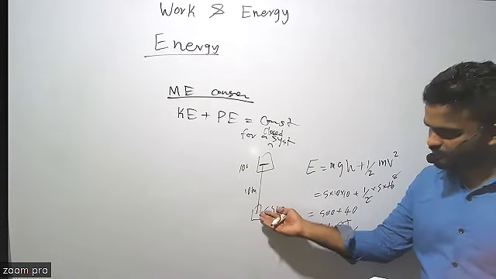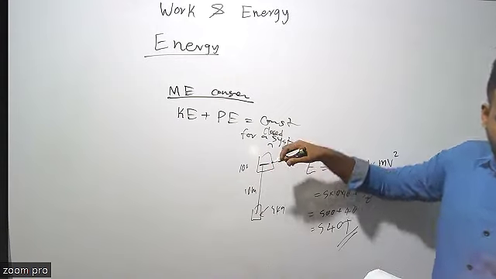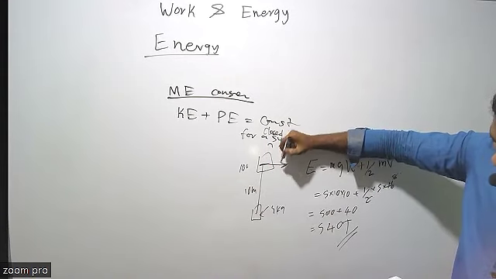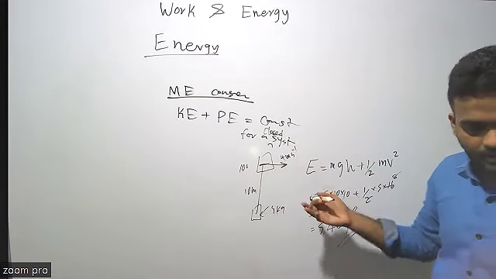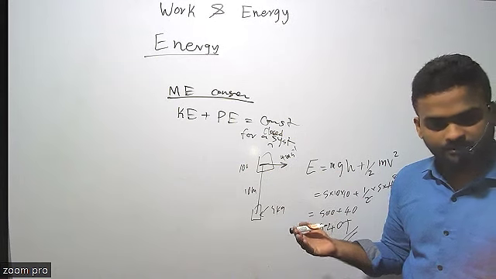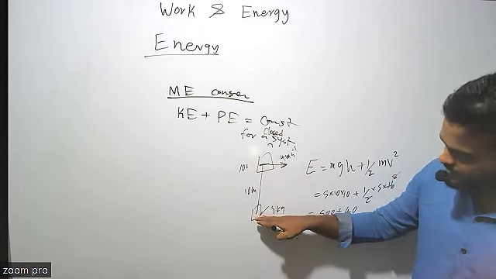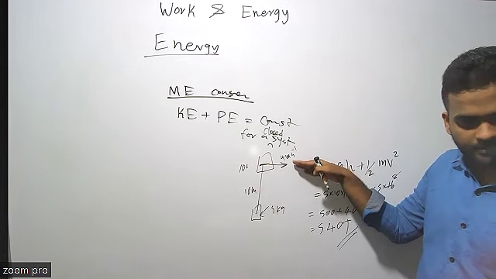Right? 5 kg of water is lifted to 10 meters. Then that water is given a velocity of 4 meters per second. So what they ask is, what is the energy increase of that water? So it is lifted up first, then it is ejected at 4 meters per second.